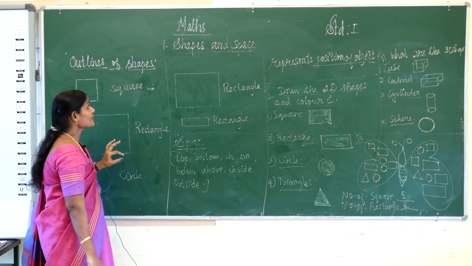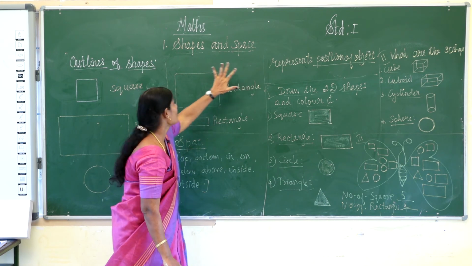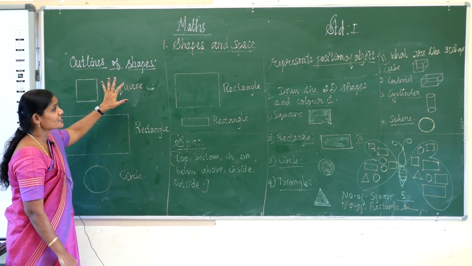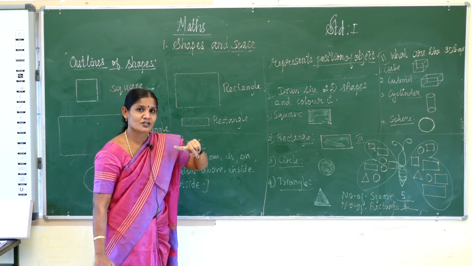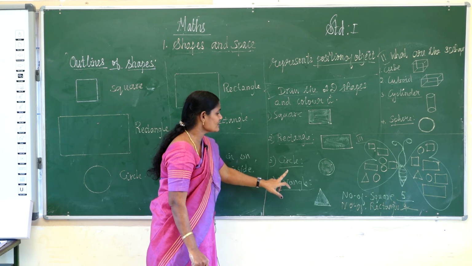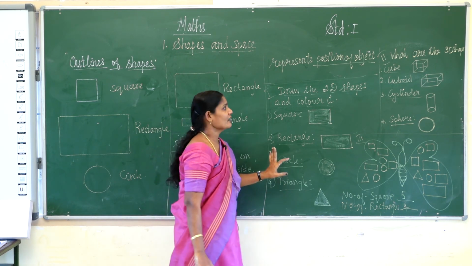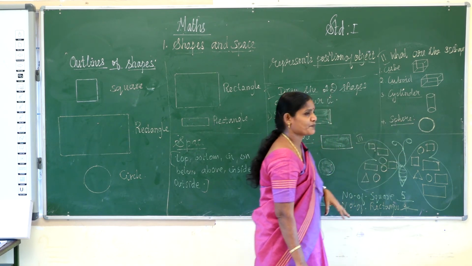So we discussed about that lesson finish. We discussed about what is it? Shapes and space. What are the shapes? There are two types of shapes. One is 2D shapes and another one is 3D shapes. Then 2D shapes are square, rectangle, circle and triangle. Then 3D shapes are cube, cuboid, cylinder, then sphere.